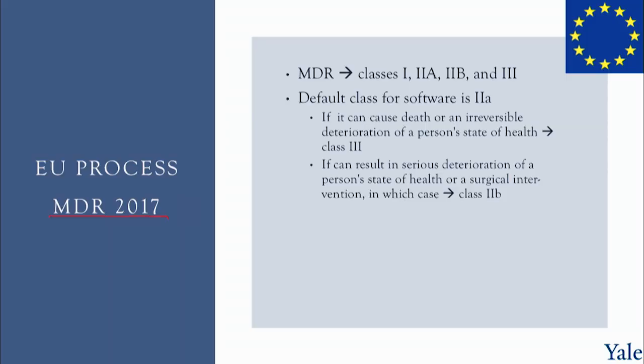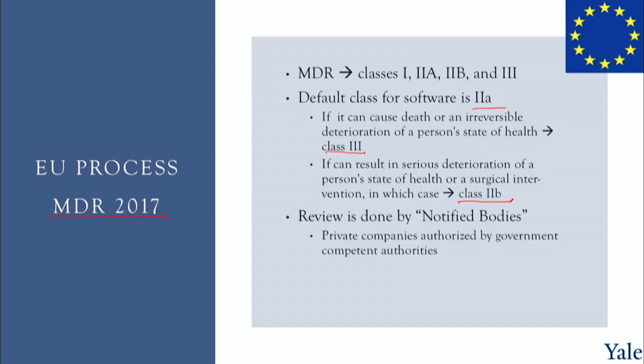Software always starts out as 2A, but as the document says, if it can cause death or irreversible deterioration of a person's state of health, then it becomes class 3. If it can result in a serious deterioration of a person's state of health or a surgical intervention, in which case it becomes class 2B. So that's typically, of course, just like the FDA, the moment you move up from 2A to 2B to 3, what is expected goes up.